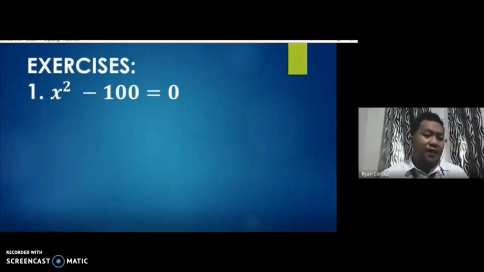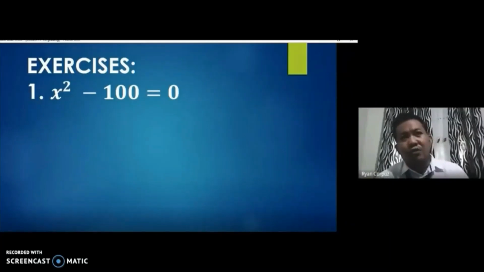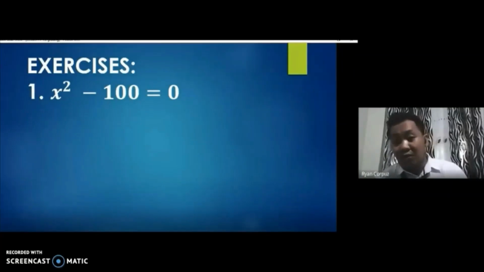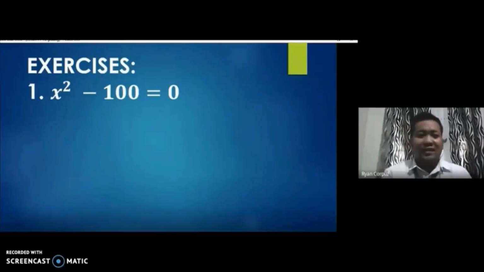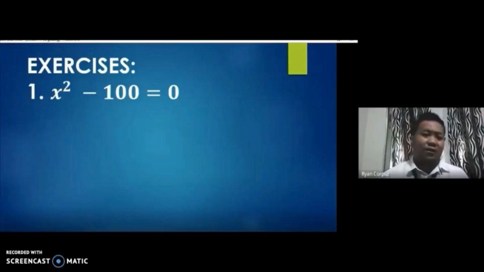So the given is x squared minus 100 is equal to 0. So look at the given. The given does not have a linear term. So it is a quadratic equation in the form ax squared plus c is equal to 0. So only the quadratic term and the constant term are present in the given equation.